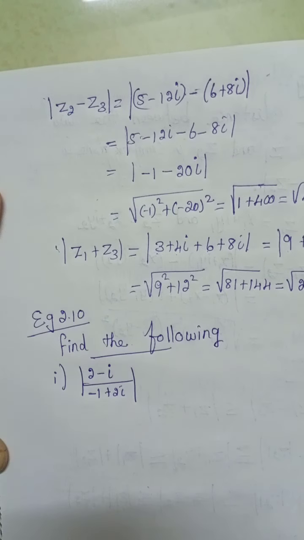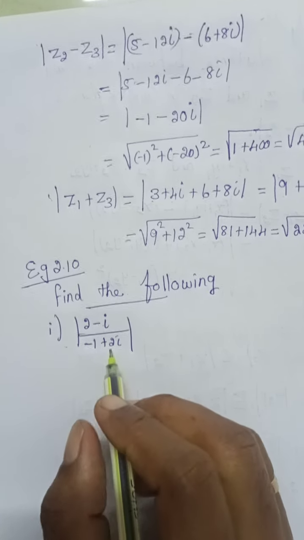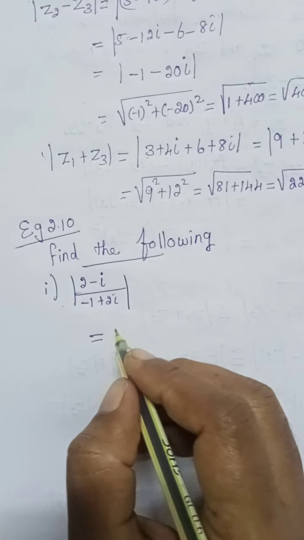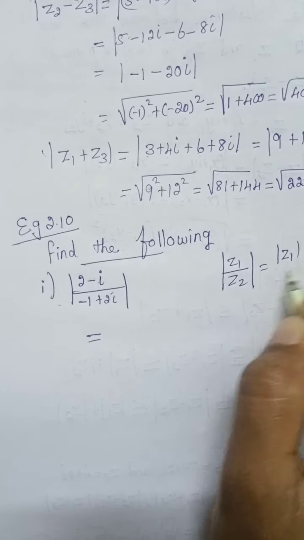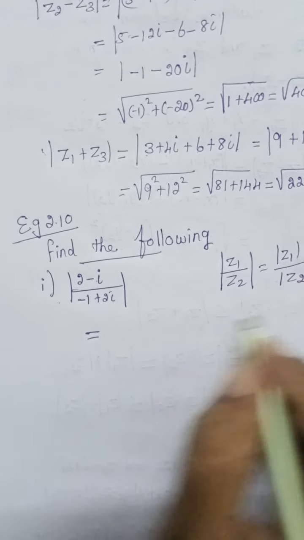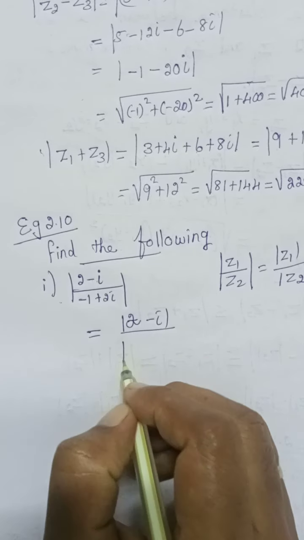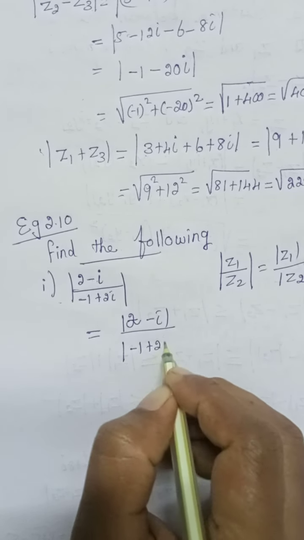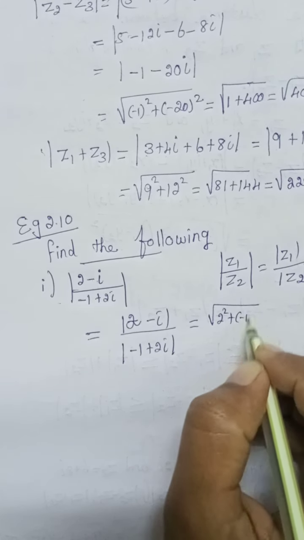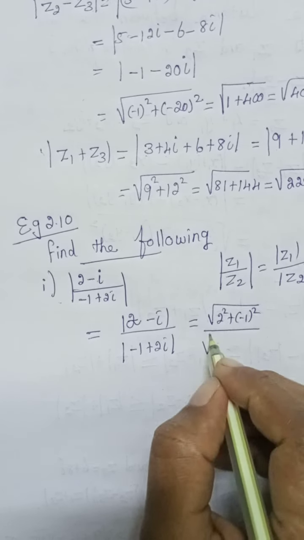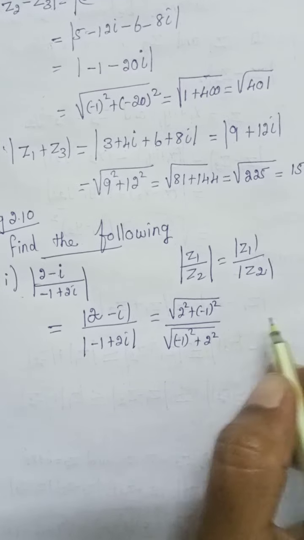The next example is: find the following. See, both are separate here, isn't it? Numerator and denominator. We know that modulus Z1 by Z2 is equal to modulus Z1 divided by modulus Z2. So here also we can separate it. Modulus 2 minus i by modulus minus 1 plus 2i, which is equal to root of 2 square plus minus 1 the whole square divided by root of minus 1 the whole square plus 2 square.